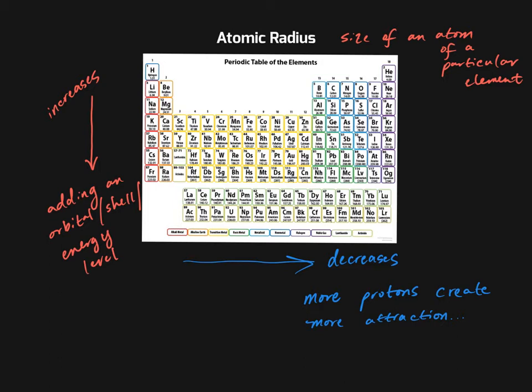Okay? So big takeaways here. Again, you probably came up with the trends, but we need to understand the reasons why. So as we move down the periodic table, or we move down a group, atomic radius increases because additional orbitals, shells, or energy levels, whatever you want to call them, are added every time we move down to a new period. As we move from left to right across the periodic table, atomic radius decreases because as we add protons, those protons have more attraction to those electrons in that atom.